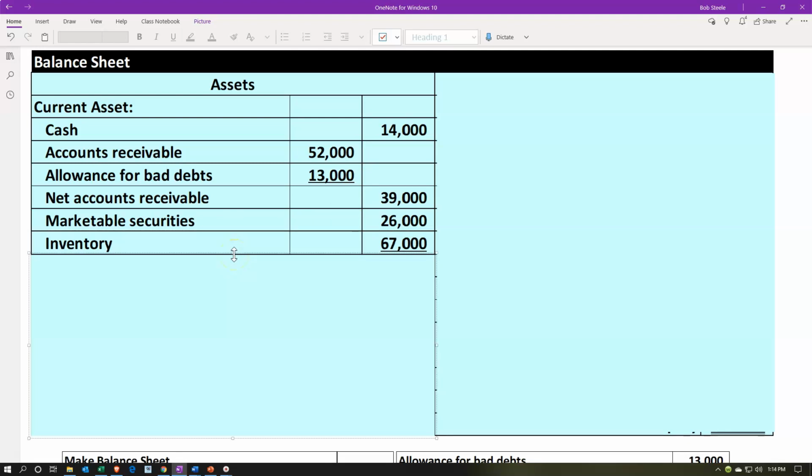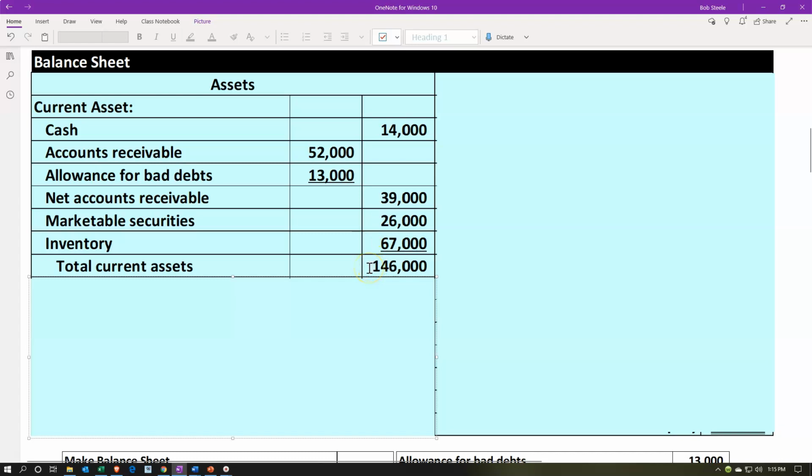Then we've got the inventory. Inventory is going to be an asset. It represents the things that we're going to resell. So when we buy the inventory, even if we paid cash for it, we're going to put it on the books as an asset, not an expense. And then we will expense it in the form of cost of goods sold, but not until we actually sell the inventory. Therefore, it's going to be a current asset. So notice all these are going to be current assets here. Current assets is going to be the largest categorization of assets. And then if we were to add up this outer column now, the 14,000, the 39,000, the 26,000, and the 67,000, that'll give us the 146,000.